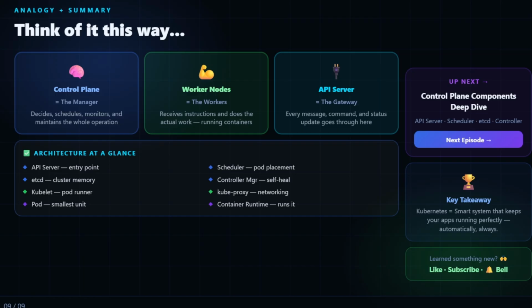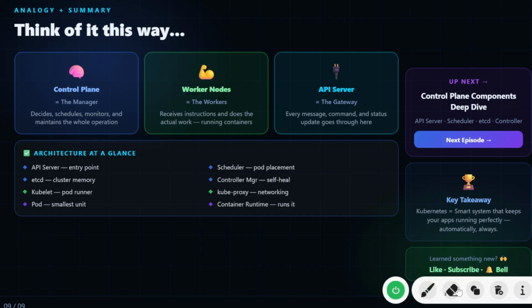And you can think of the control plane on a high level like this: the control plane is the manager, and the worker nodes are the workers who do the actual work, and the API server is the gateway between the control plane and the worker node.